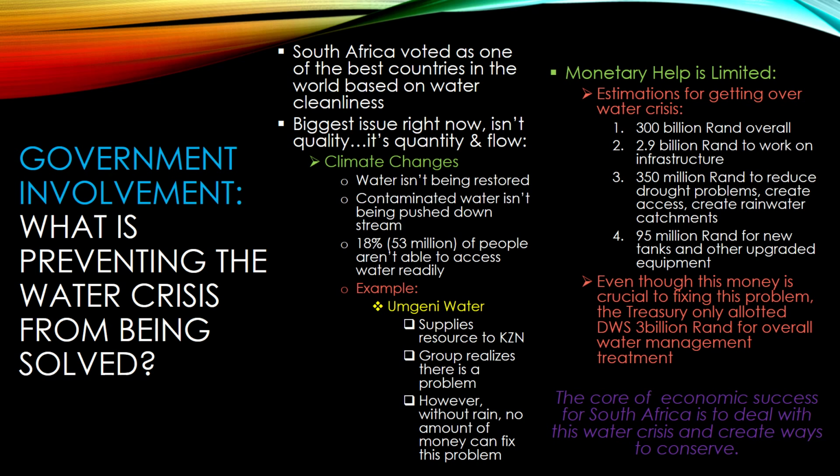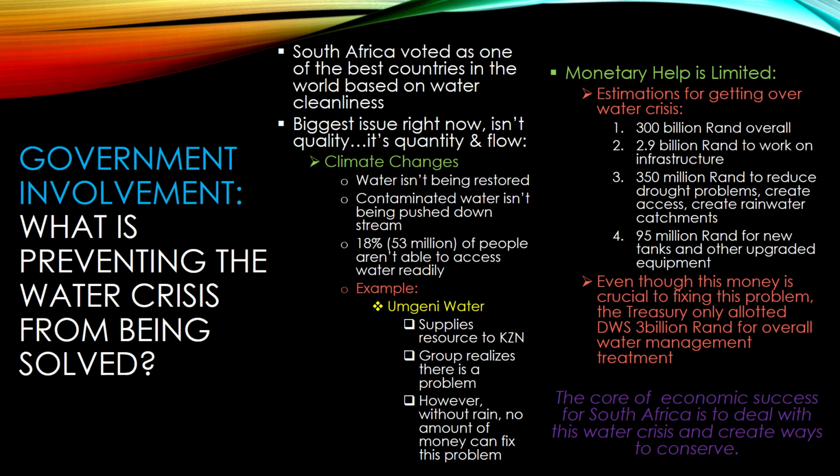The government involvement, what is preventing the water crisis from being solved? Some of the most serious problems are that, even though South Africa has one of the best water cleaning plants in the world, it's not about the quality. It's more so about the quantity and the flow of the water that is causing this water crisis.